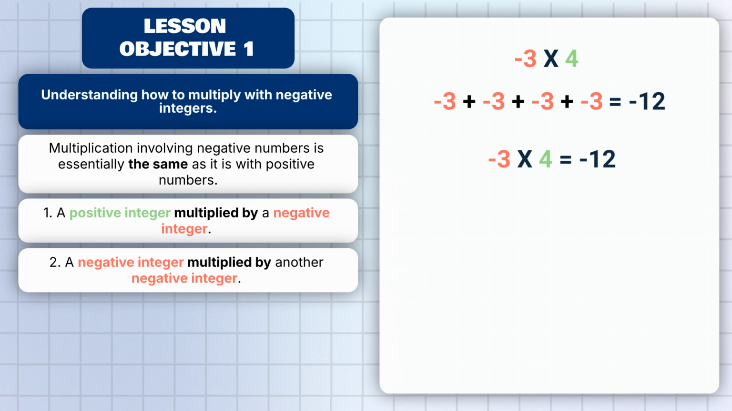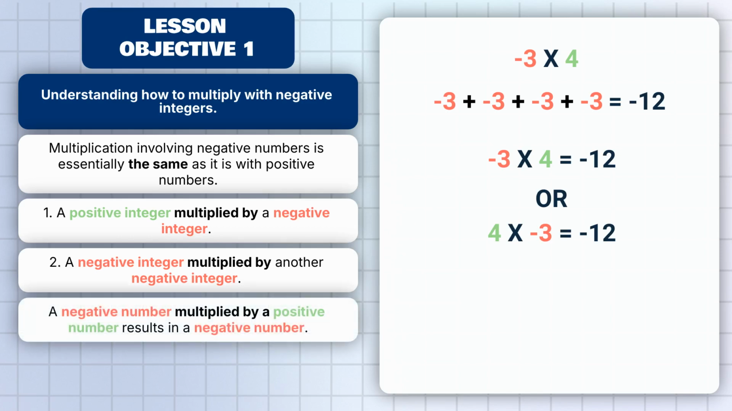By the same logic and considering the commutative property of multiplication, which means that order does not matter, we can also have 4 times -3 equals -12. This holds true, even though it's difficult to conceptualize repeatedly adding 4 minus 3 times, as multiplication is consistent regardless of order. From these observations, we can generalize the rule. A negative number multiplied by a positive number results in a negative number. For instance, -2 times 6 can be calculated as 2 times 6 and then adding a negative sign, so -2 times 6 equals -12.